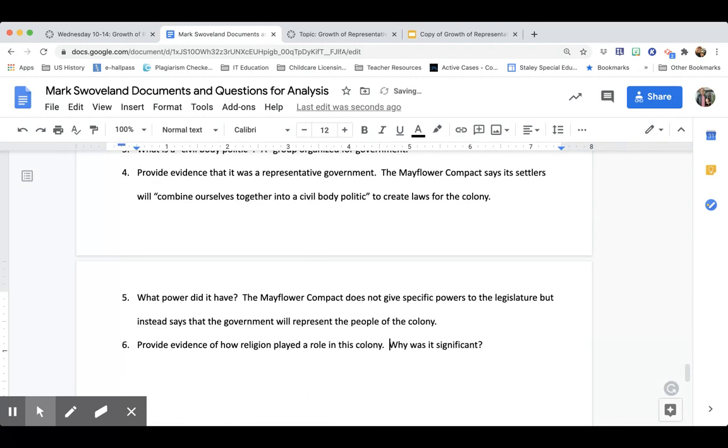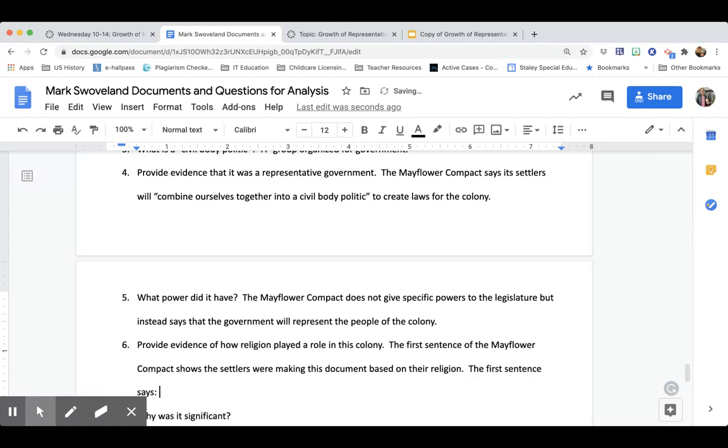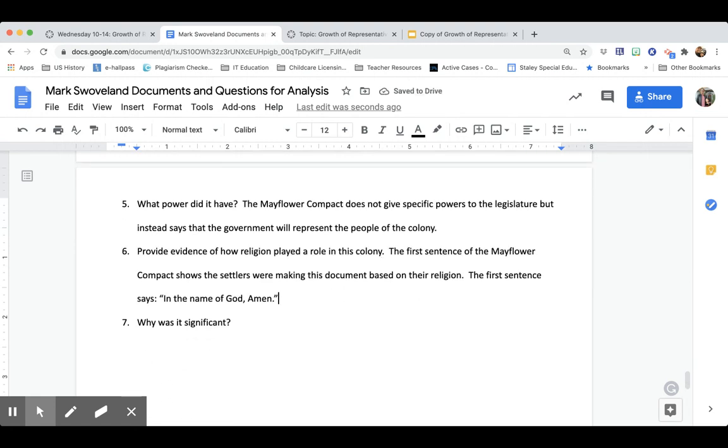We can do this simple one. Let's just start off with what it says. I'm going to say the first sentence of the Mayflower Compact shows the settlers creating this document based on their religion. I'll put the quote in here: in the name of God, amen. And pretty much the whole rest of the excerpt from the text is referencing God. So that should give us enough evidence of what we're talking about.